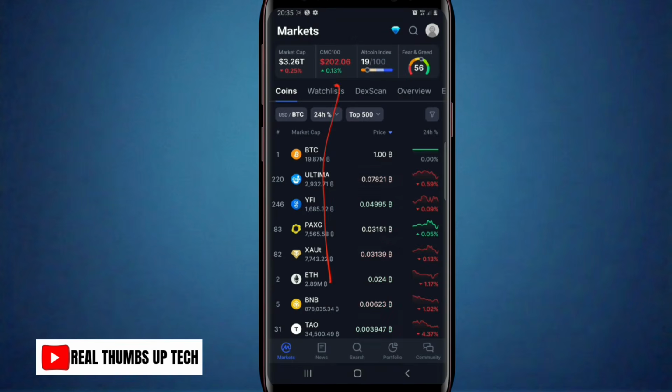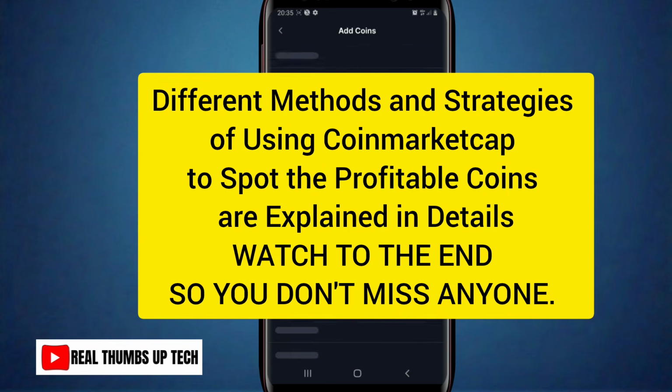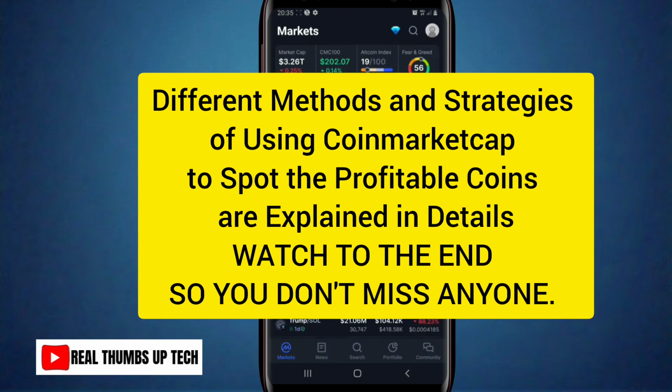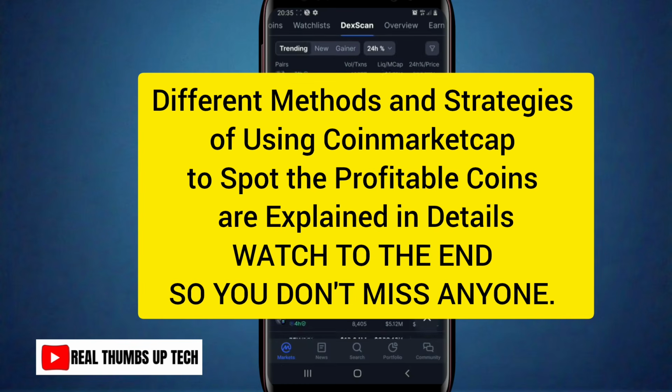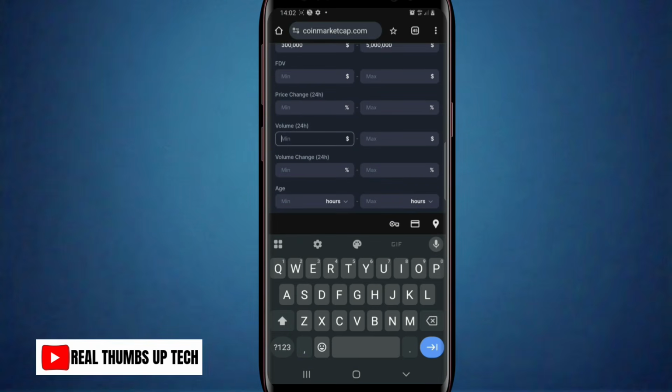CoinMarketCap is just one method I will show you because I have many more tools and strategies to help you spot profitable coins, both for crypto arbitrage involving different exchanges and for triangular arbitrage on a single exchange like Binance, Bybit, or any other exchange of your choice. I will also be showing you how to avoid scam coins. Yes, in case you don't know, some coins you see on different exchanges are scam coins. I will show you how to identify them, so ensure you don't miss any of my subsequent videos.